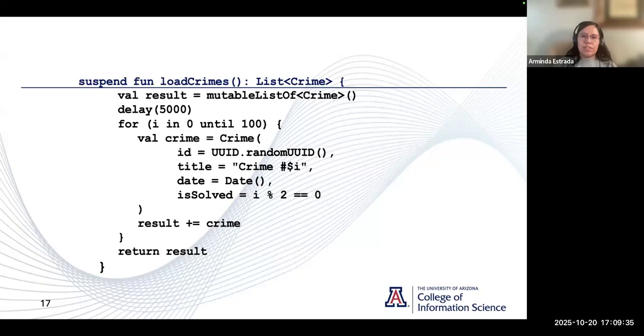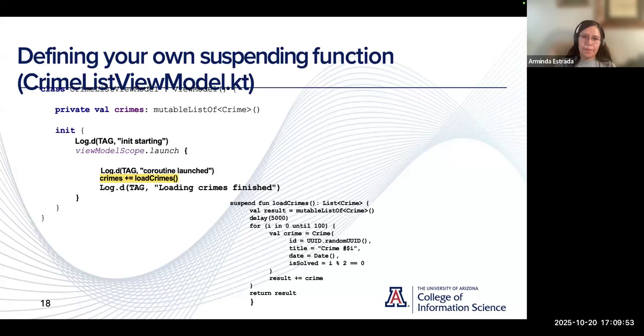So in here, we have a suspending function, loadCrimes. To be able to load the crimes, here we set a value, results, and then we add a delay of 5,000. We enter the information, or we query that information and give out the result. So to define your own suspending function, you just call suspend function and then whatever you need.